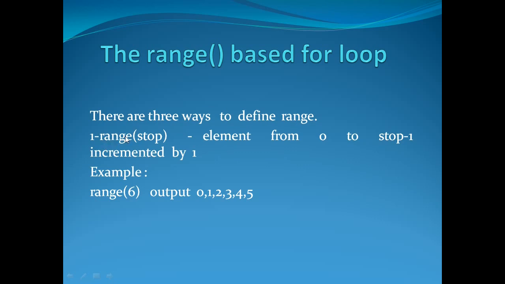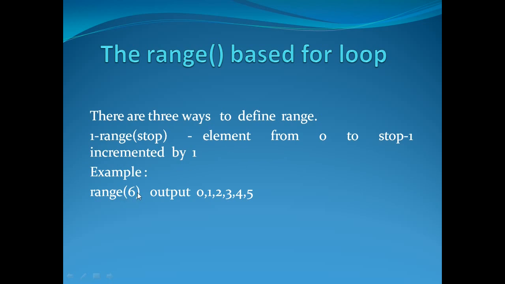There are three ways to define range. The first is to use the range function and pass the argument as a stop element, from 0 to stop minus 1, incremented by 1. Which means if you pass any stop value, it always starts from 0 and the upper limit is considered as stop minus 1. If you pass 6, the range starts from 0 to 5 and is incremented by 1, one by one.